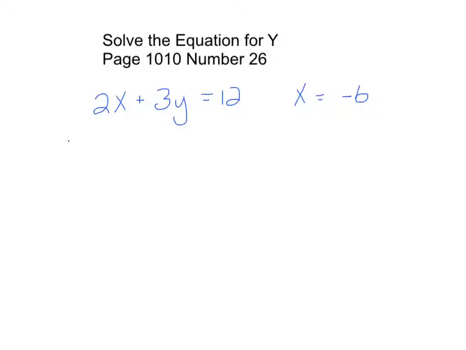Solve the equation for y, and then evaluate when x equals -6. Now, mathematically, we would get the same answer if we went ahead and just substituted -6 in for x. But that's not what the problem asks us. It says solve the equation for y.